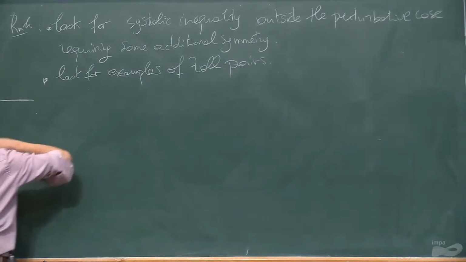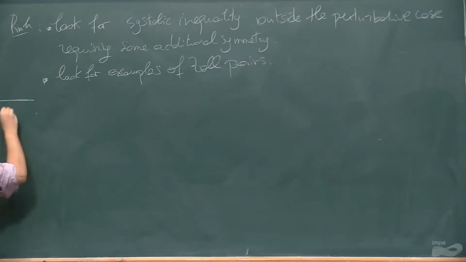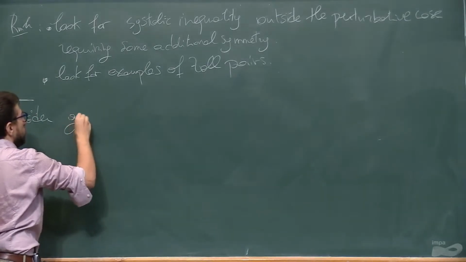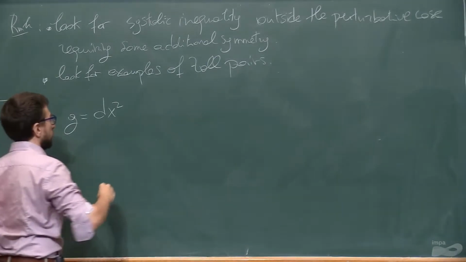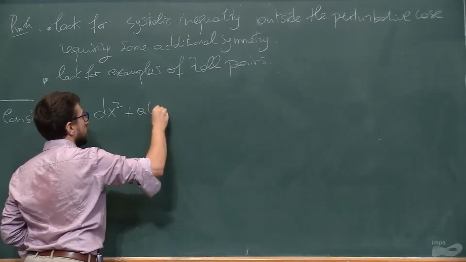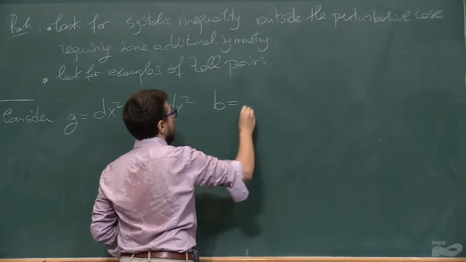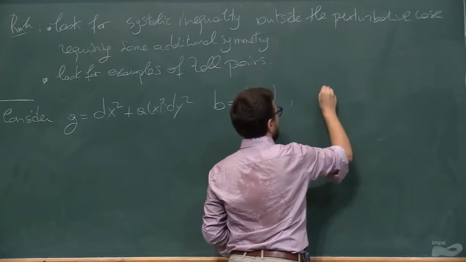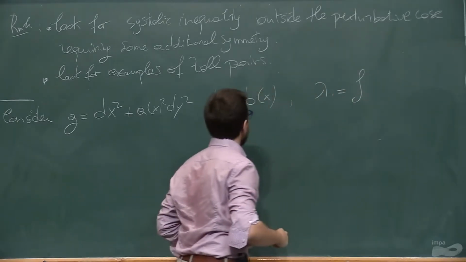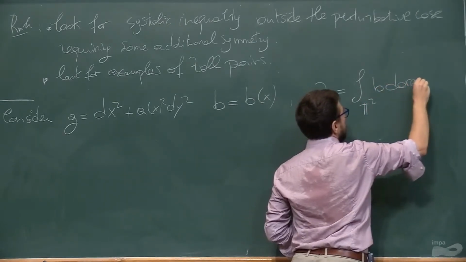Okay, so in the last part of the talk, I will try to address these two points. So let me start with the first one. So we consider now some kind of symmetry in our system. So we take as G a warped product metric, dx squared plus a(x) squared dy squared, and with B we take B of x, depending only on x. And for the sake of notation, I will denote by lambda the integral of B over my manifold.